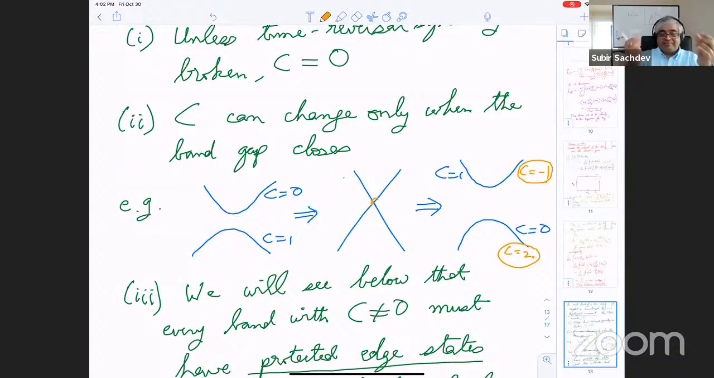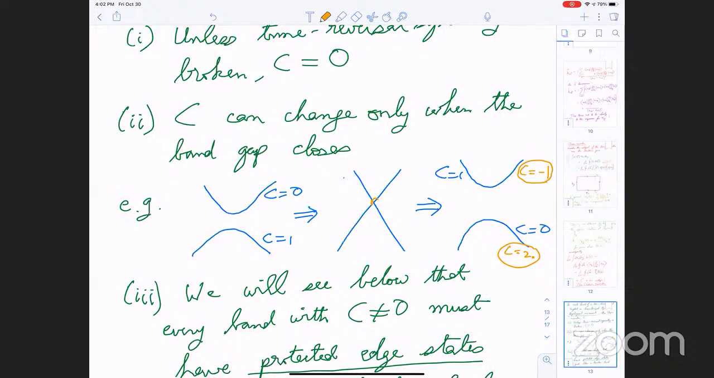Now, sometimes you can have, at different points in the Brillouin zone, two Dirac nodes touch at the same point, like in graphene. Both Dirac nodes are present at the same point, at the same time for the same set of couplings. And if that happens, then the delta C can be 2, and so on. I see. Thanks.